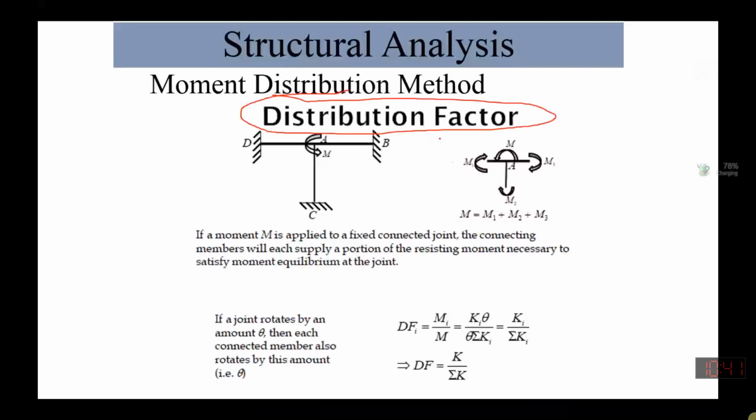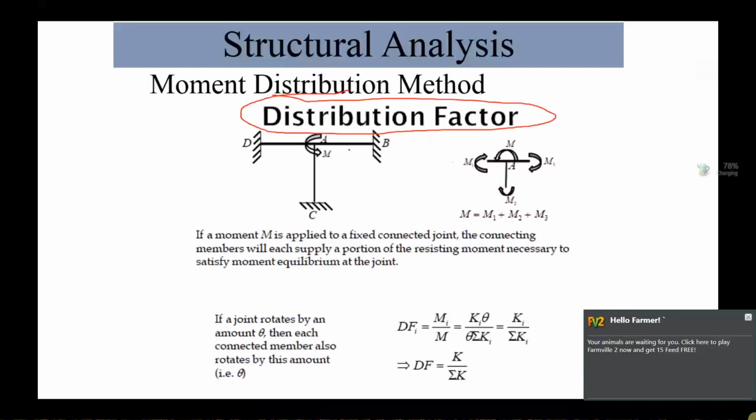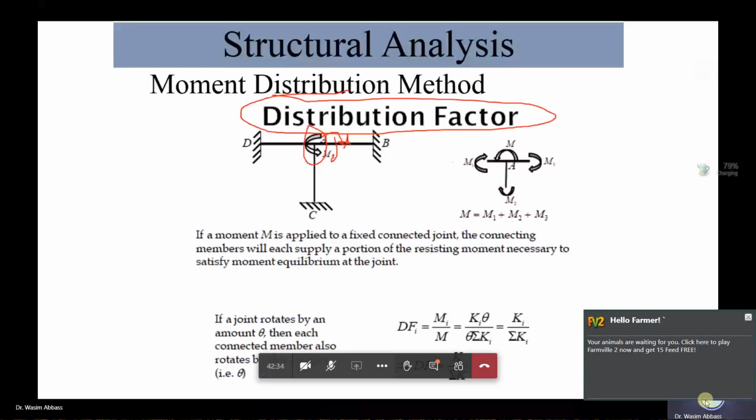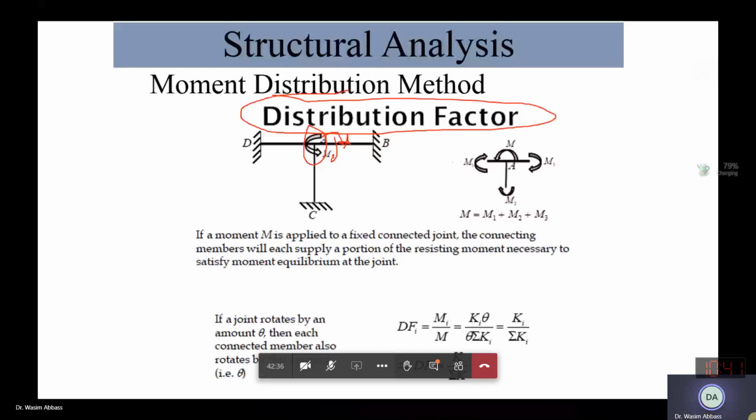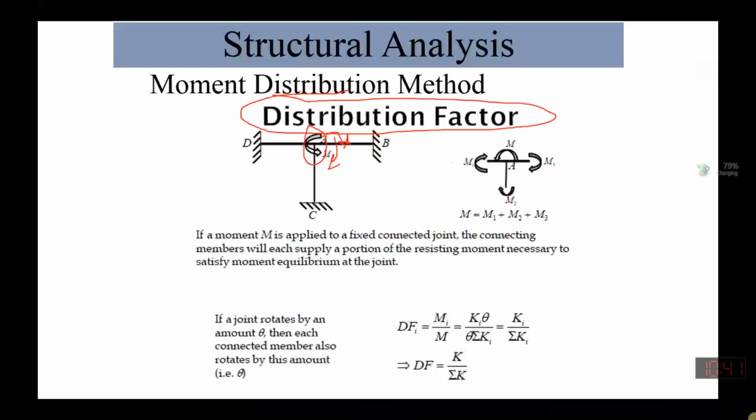So let's say we have total M over here. How much will go to this member? How much will be resisted by this member? This is how we will find it. It will be equal to the stiffness of the individual member divided by the joint stiffness. Remember this. Is it clear, class?